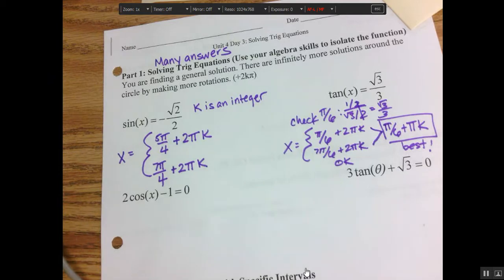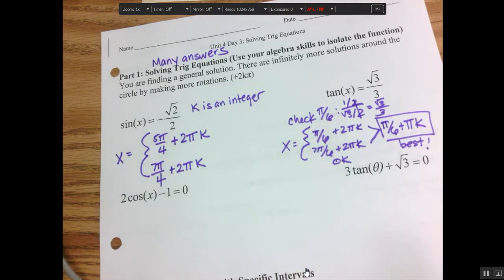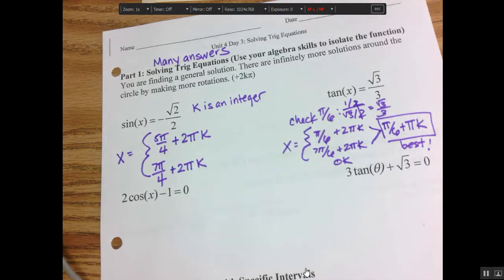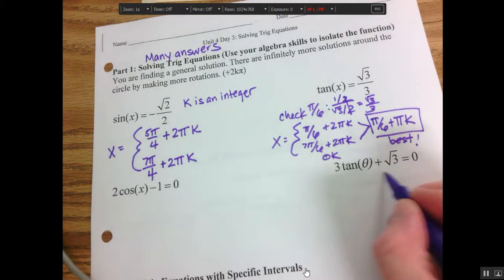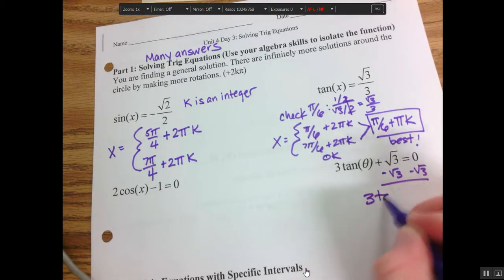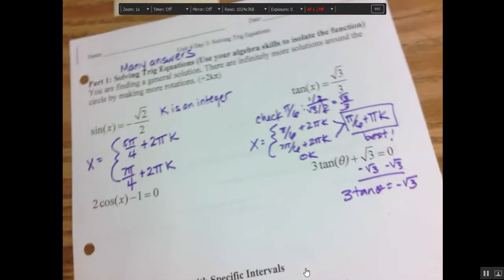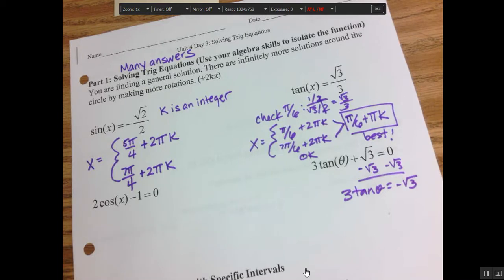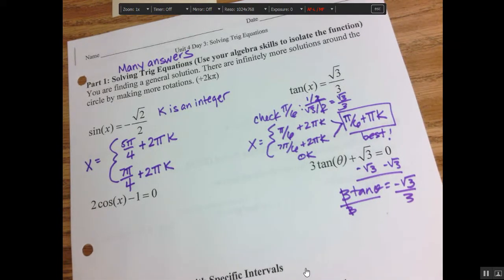All right. I'm going to try this one with you, and then I'm going to give you a minute to try this one. In this one, I have to isolate the tangent. So what would I do first to isolate the tangent of theta? Subtract. Good. So 3 tan theta equals negative root 3. And then what? Divide it. Good. Okay. So tangent of theta equals negative root 3 over 3.